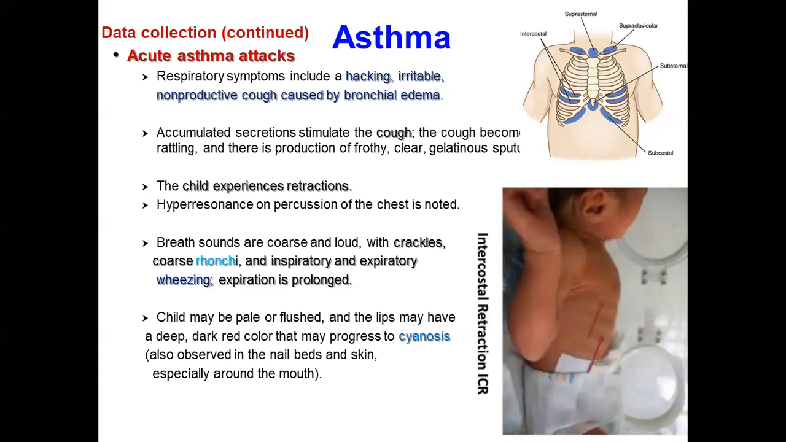If you put the stethoscope over the lungs for auscultation, we can find added sounds like wheezing or rhonchi or crackles. The child may be pale or flushed. Lips may have a deep dark red color. It may progress to cyanosis because of obstruction in the respiratory system.